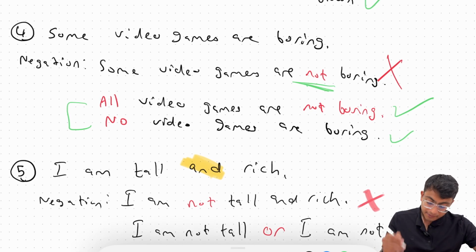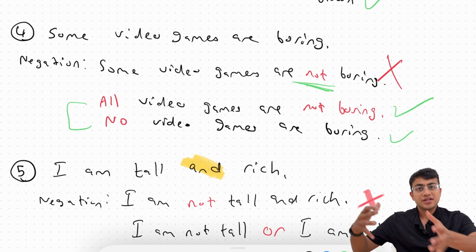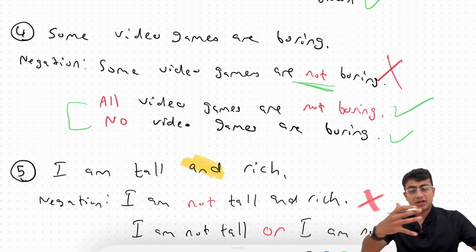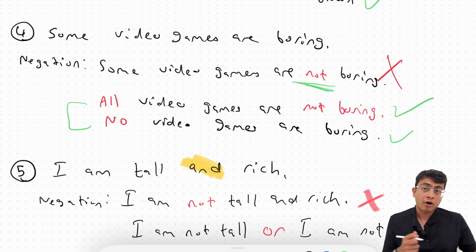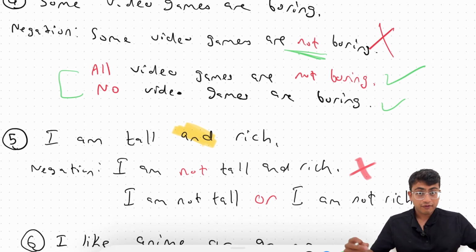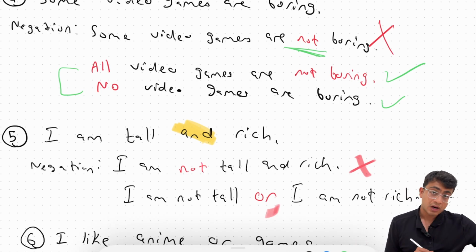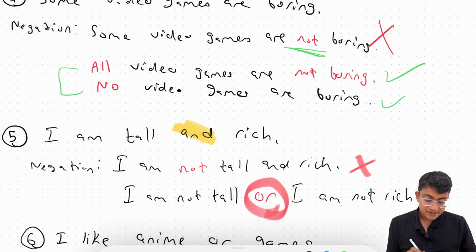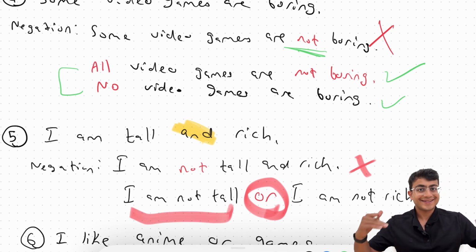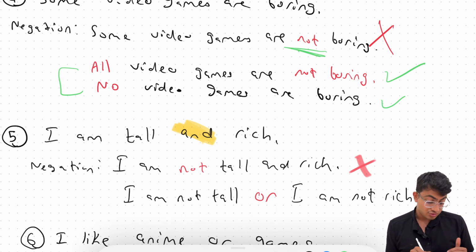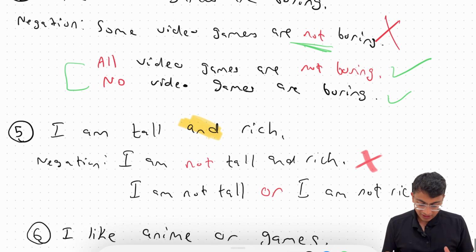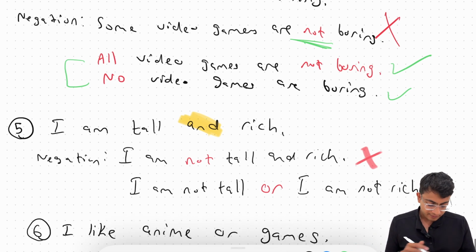So the minimum thing I need to disprove this statement is that only one of being tall or being rich needs to be false. So the negation becomes I am not tall or I am not rich, right? Because or basically allows me to say, hey, at least one of these things is true. So I am tall and rich becomes I am not tall or I am not rich.